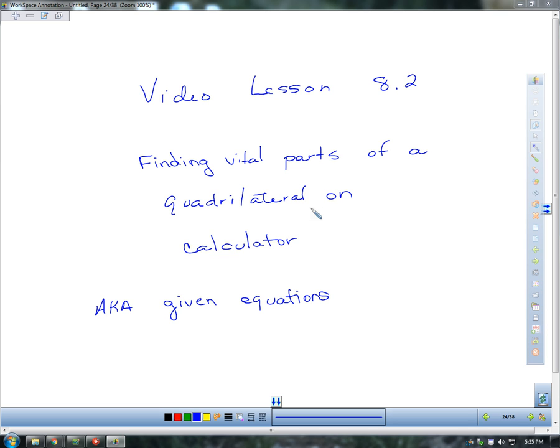It's finding the vital parts of a quadratic on a calculator. Or I'll give you some equations. You've got to find all the things that we did yesterday. So we've got x-intercept, y-intercept, maximum or minimum, vertex, and the axis of symmetry.